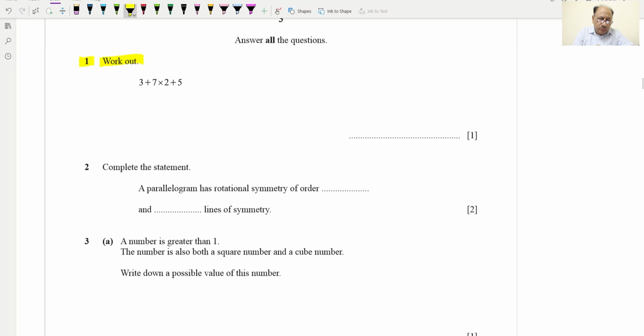Work out this expression. So in sequence we have to solve this first. So it will be 3 plus 14 plus 5. So we can write this as 17 plus 5, which is 22. So we can write the answer as 22. This is a 1 mark question.